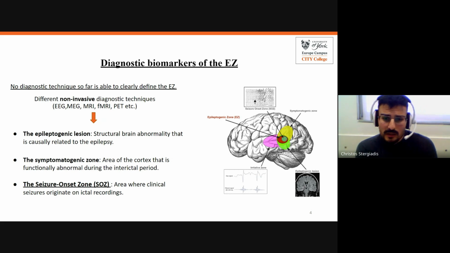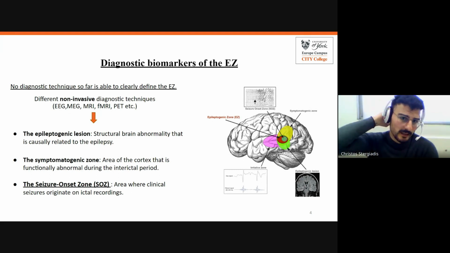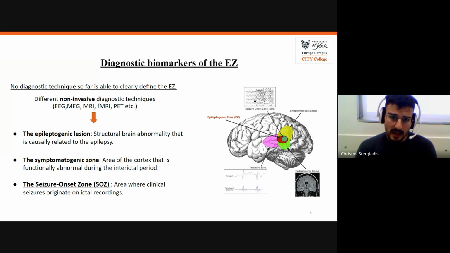We have other zones that try to approach it. For example, if we see an epileptogenic lesion in the MRI, we can focus on the area of the lesion as the possible area that causes the epilepsy. We also have the symptomatogenic zone, which is the area of the cortex where we find functional abnormalities. For example, I might have epilepsy in my occipital lobe, meaning that I will have some visual abnormalities. So if the medical doctor observes visual abnormalities, then they will orient themselves towards the occipital lobe.